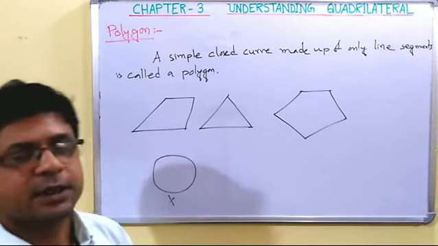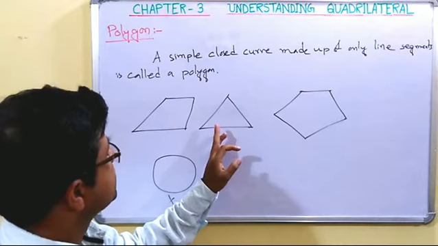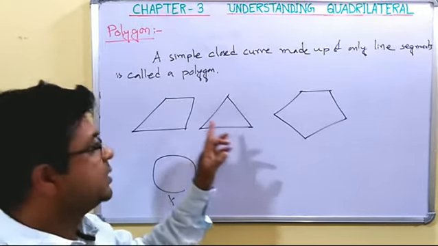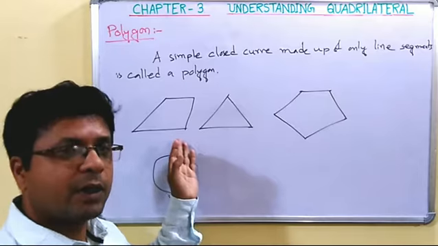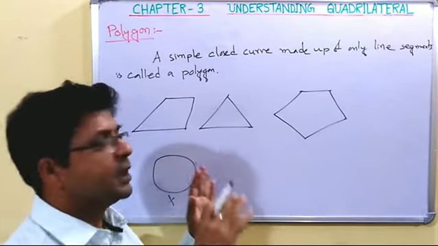Okay, now let us see different polygons. Suppose here, the least number of sides in a polygon is 3. This is called a triangle. Then 4 sides is called quadrilateral. Then 5 sides, 6 sides, what are the respective names? Let us make a chart.